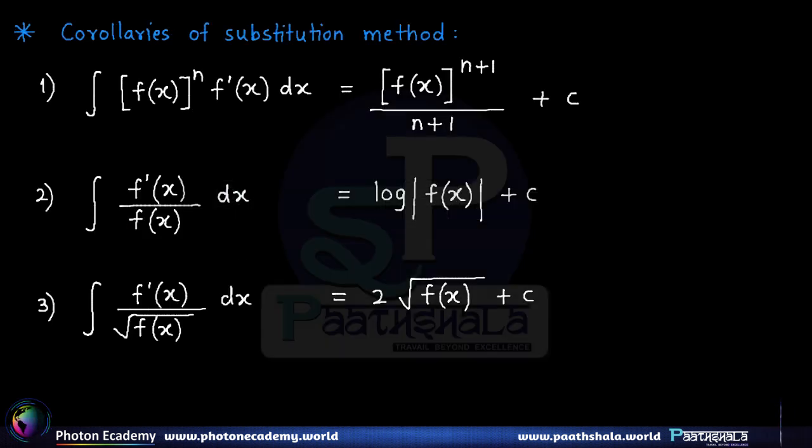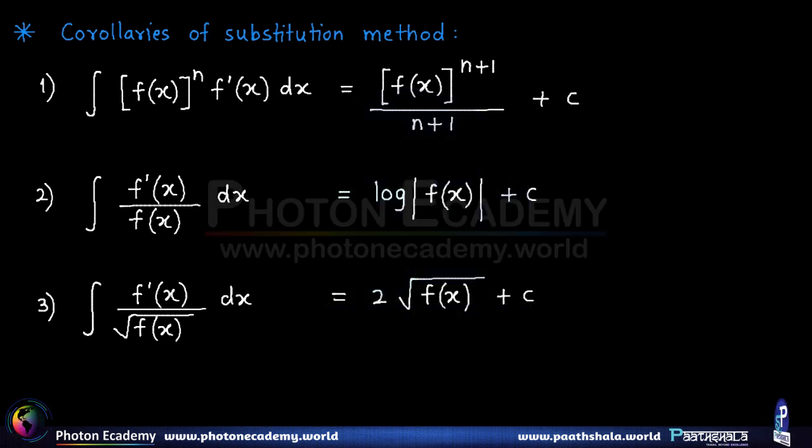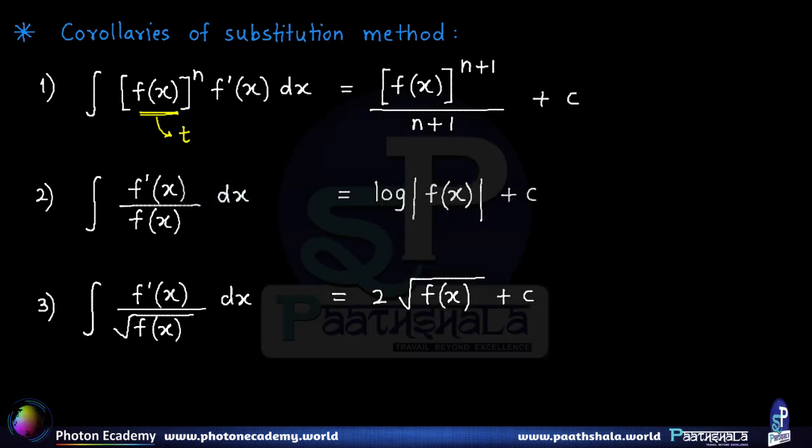Now here are a few corollaries of the substitution method. That is, these can serve as examples also. Suppose we are to integrate first f of x raised to n multiplied by f dash of x dx, right? So here let us assume that, for the time being, we call this function of x as t, right? So in that case, if we differentiate f of x equal to t, then by chain rule we will get f dash of x into dx is nothing but dt, isn't it?